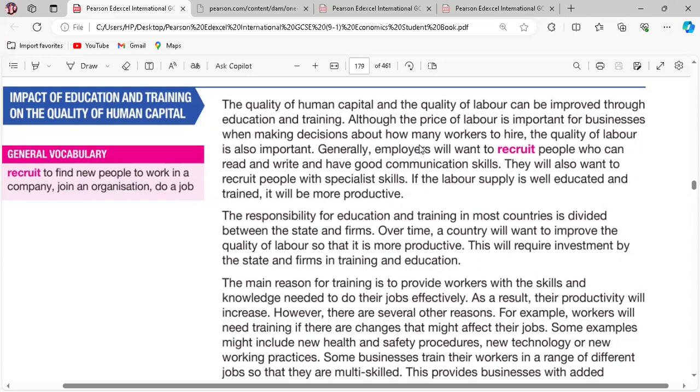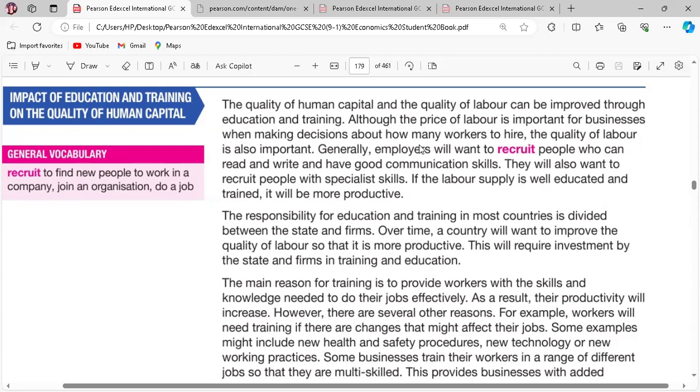Although the price of labor is important for businesses when making decisions about how many workers to hire, the quality of labor is also important. Generally, employers will want to recruit people who can read and write and have good communication skills. They will also want to recruit people with specialist skills. If the labor supply is well educated and trained, it will be more productive.